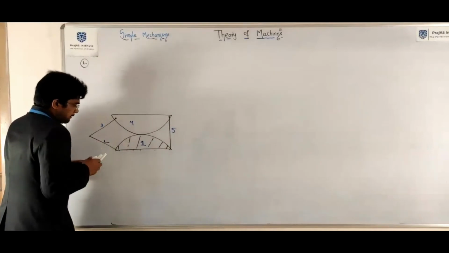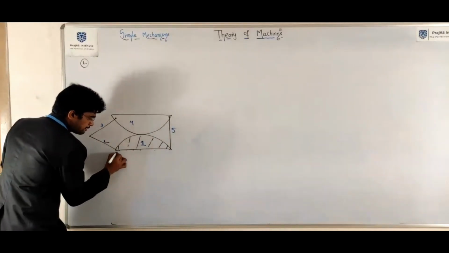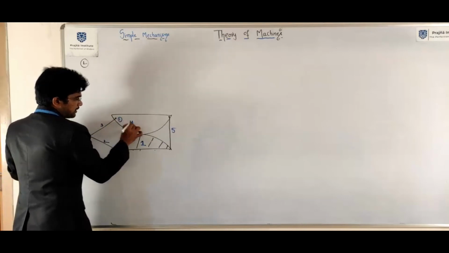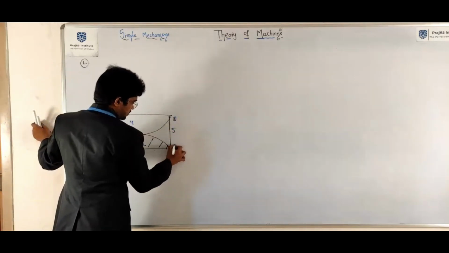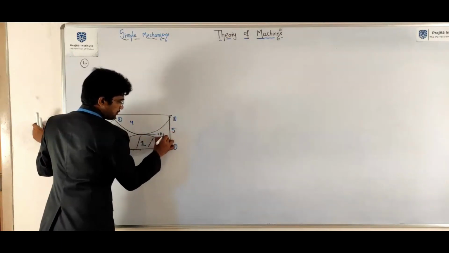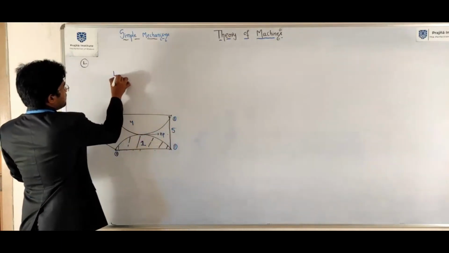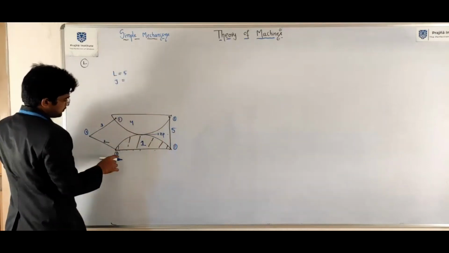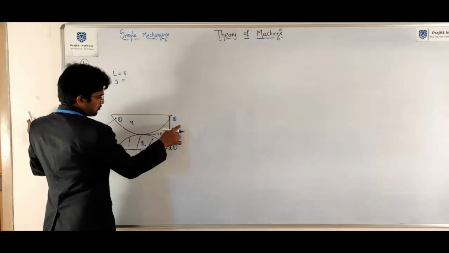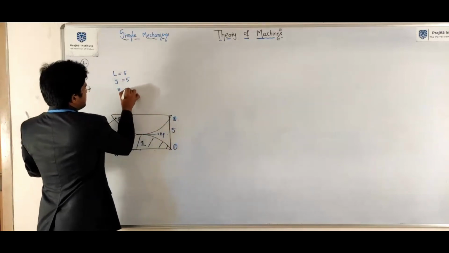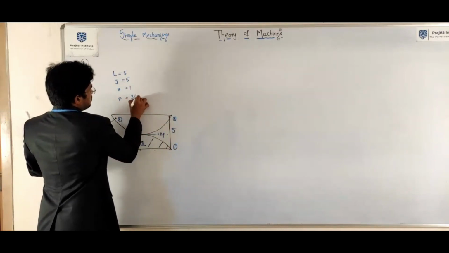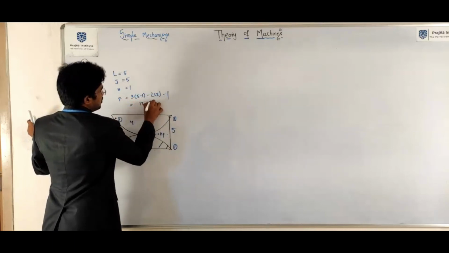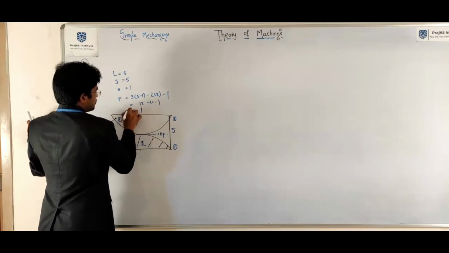See this? Between 1 and 2, turning pair; 2 and 3, turning pair; 3 and 4, turning pair; 4 and 5, turning pair; 5 and 1, higher pair. So here the total number of links is 5. Joints are 1, 2, 3, 4, 5. Higher pair is equal to 1. F equals 3 into (5 minus 1) minus 2 into 5 minus 1, that is 12 minus 10 minus 1. It is equal to 1.